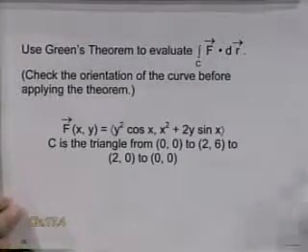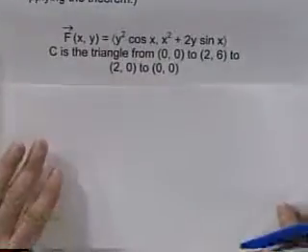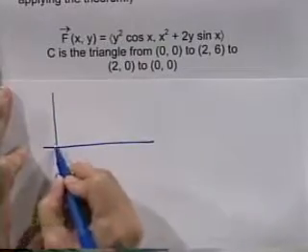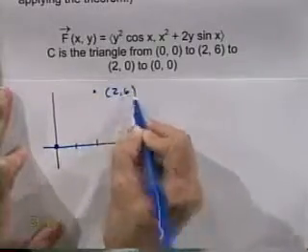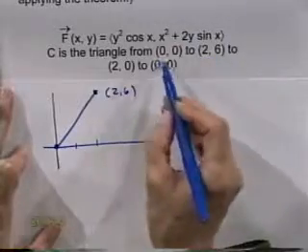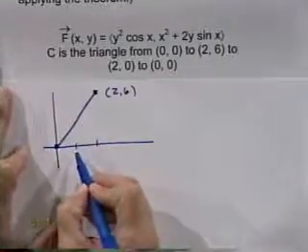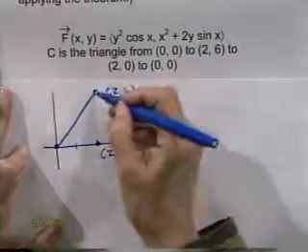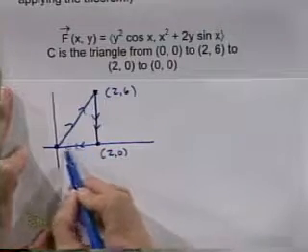Okay, now what's my region here? My region goes from 0, 0 to 2, 6, which I'll put right here, and then from 2, 6 to 2, 0. 2, 0 is right here. So we're going down. And then from 2, 0 back to the origin.